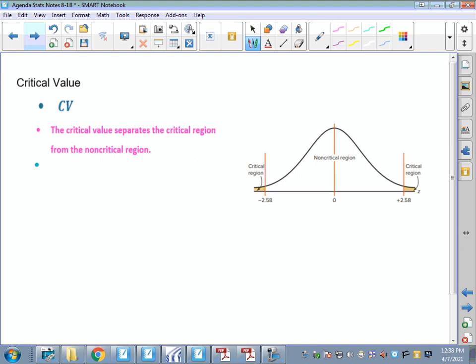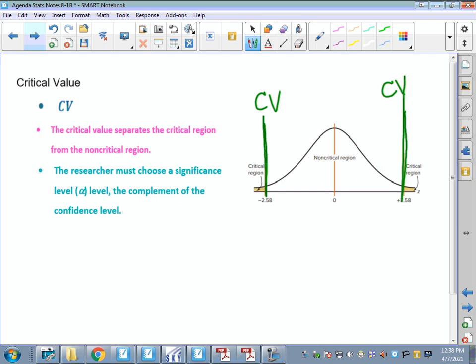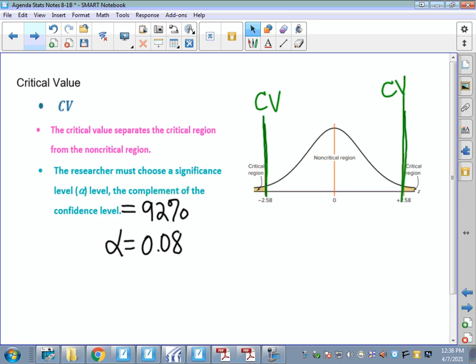So this actual line right here is the critical value, and in this one we have two critical values. It's a separating line. That's all it is. It's here's where the difference, here's where the separation is. So you have to choose a significance level, alpha, which is the complement of the confidence level. So say that our confidence level is 92%. Therefore, we know that our alpha is 8% or 0.08. They're complements, right? They add up to 1, they make a whole.